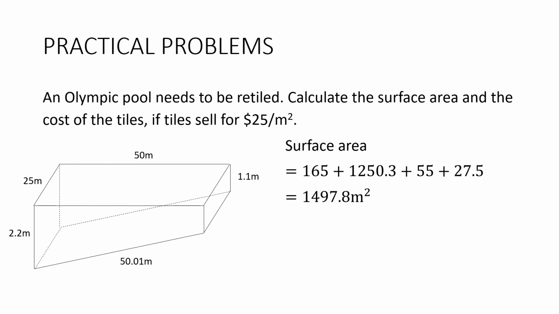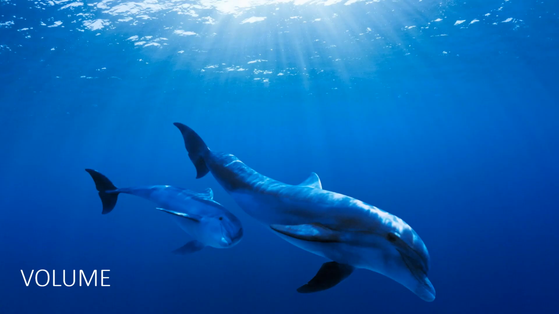And then finally, the cost of the tiles. Every metre squared costs $25, so we multiply these two numbers. And that gives us $37,445. Okay, that brings us to the end of the topic. If you want to continue on with measurement, the next topic would be volume.